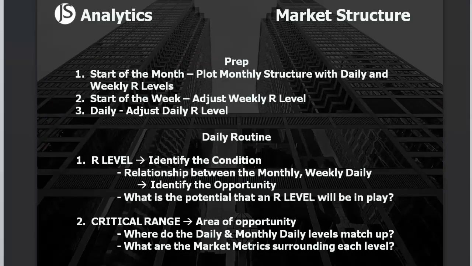So as a review, to prep at the start of every month, plot the monthly structure with the daily and weekly R levels. Every start of the week, you can adjust the weekly R level, and daily, adjust the daily R level. Then you have your foundation structure on an image on a chart. And then in your routine, you want to identify the condition. What's the relationship between the monthly, weekly, and daily R levels? And then identify the opportunity. What is the potential that one of these R levels will be in play for the day?